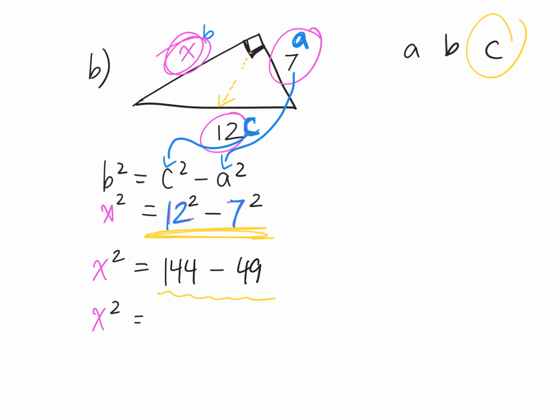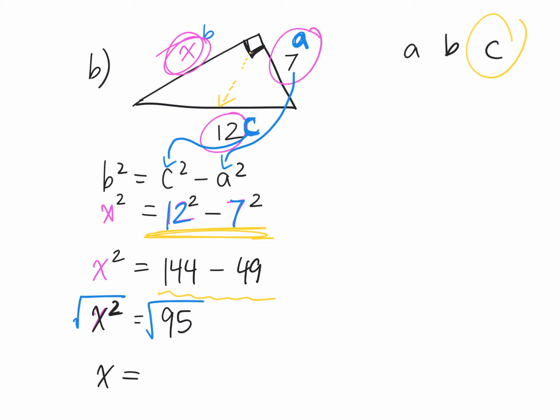So Kareem said x is equal to 95. Is he correct? He said x equals 95. Is that true? No? X squared equals 95. I need to find x. What is the last and final step? How do you get rid of the squared? We have to do what?